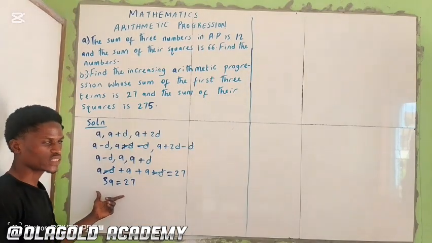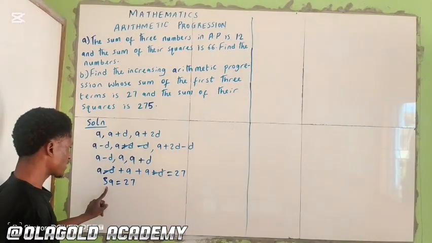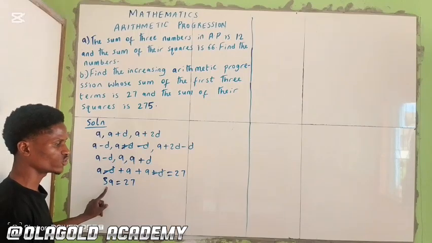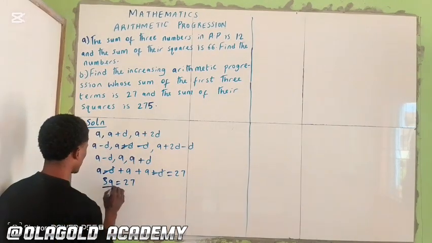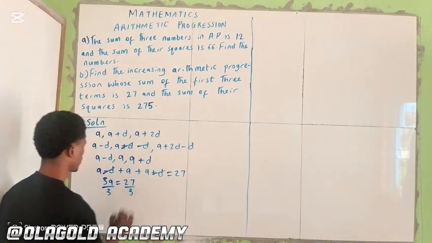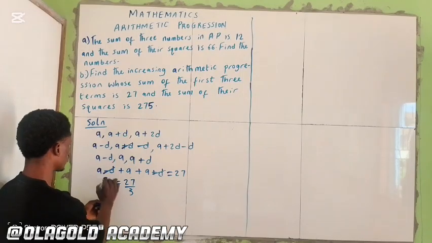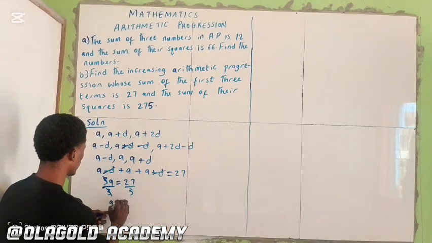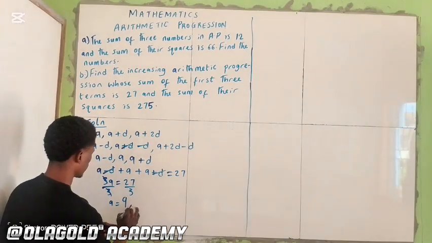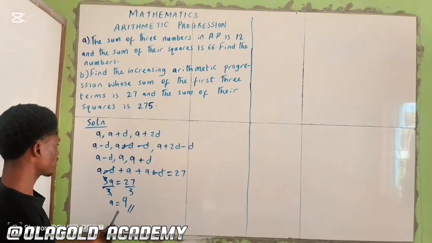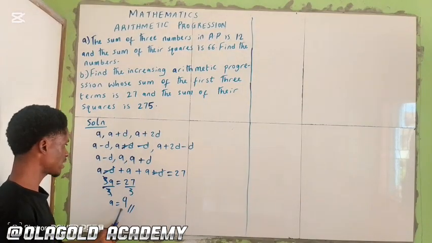So what's the next thing after this? Divide both sides by the coefficient of A, which is 3. So 3A over 3 equals 27 over 3. What next? 3 cancels out 3. So you have A equals to 9. So our A equals to 9.